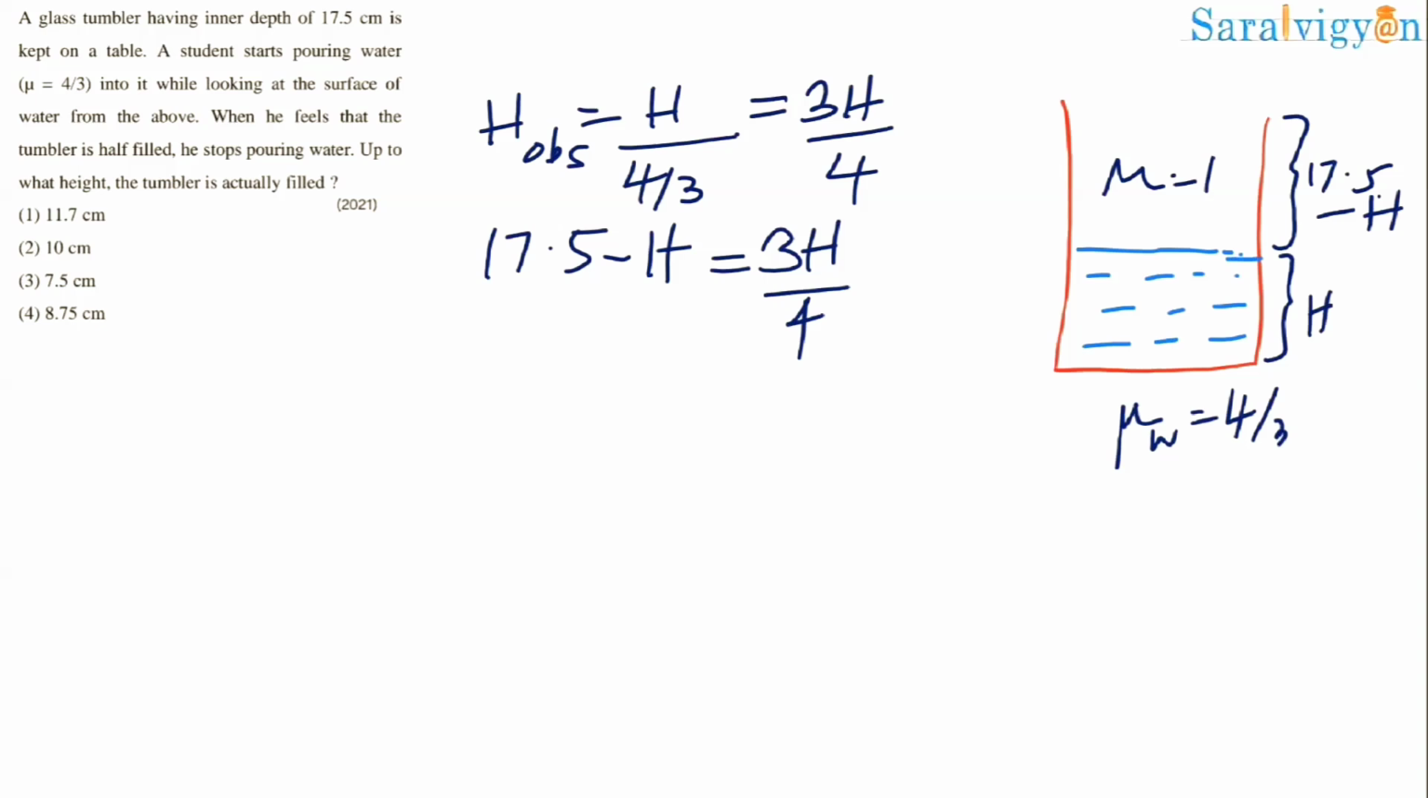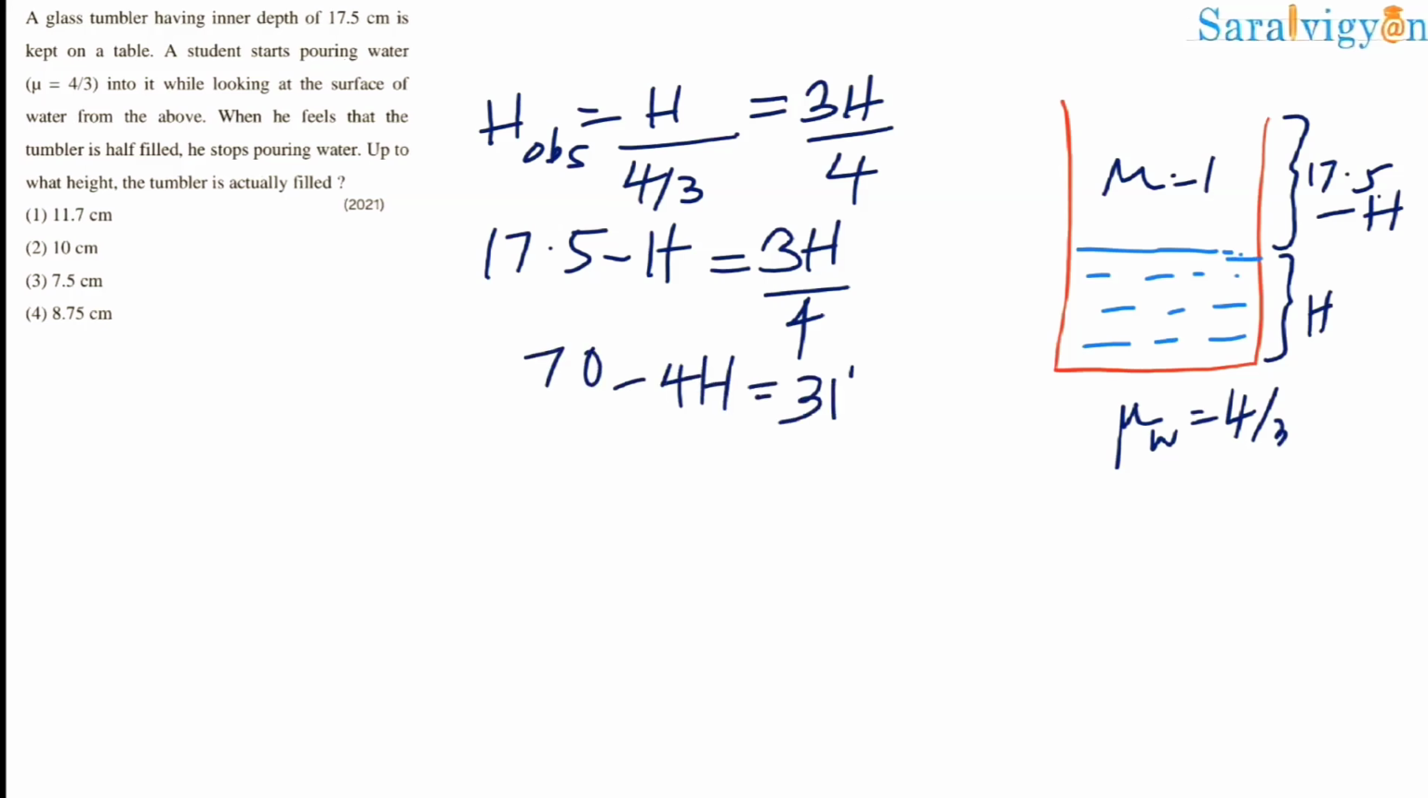So we have 4 into 17.5, 70, minus 4h is equal to 3h. So 70 is equal to 3h plus 4h, 7h. So we'll get h as 70 by 7, 10 centimeter, which is our option 2.